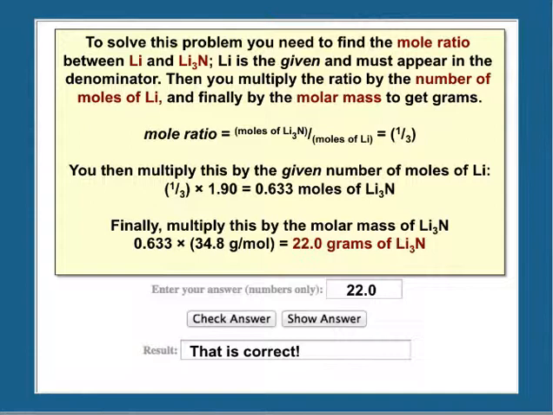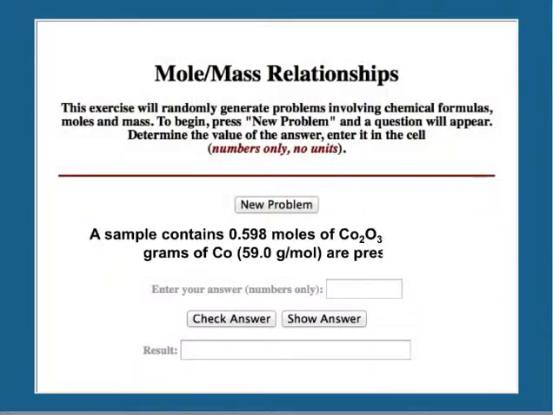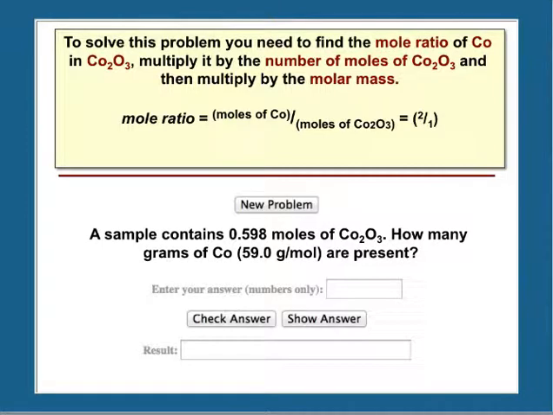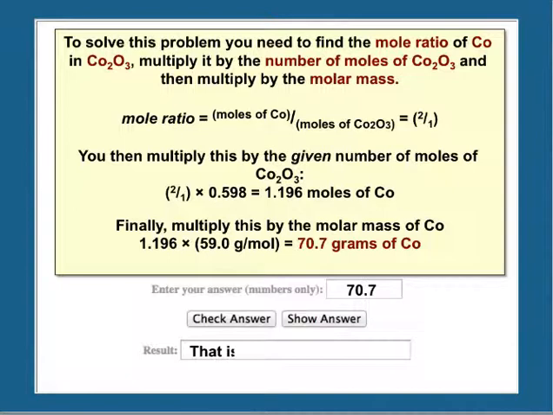One more. We have a sample containing 0.598 moles of cobalt-3 oxide. How many grams of cobalt are present? Here again we have to do a mole ratio. We have 2 moles of cobalt for every mole of cobalt-3 oxide. Multiply that by our given, and we get 70.7 grams of cobalt.